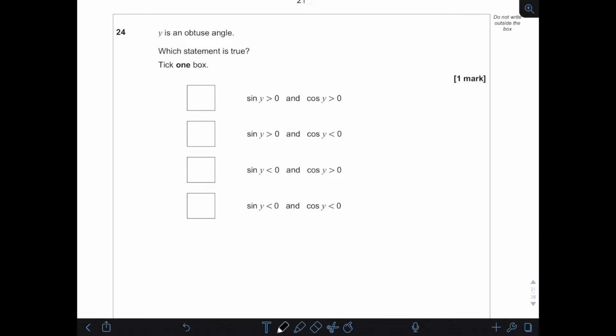Y is an obtuse angle. Which of these statements is true? So it's just one. So if y is an obtuse angle, obtuse means that it's greater than 90 degrees. Okay, so right.